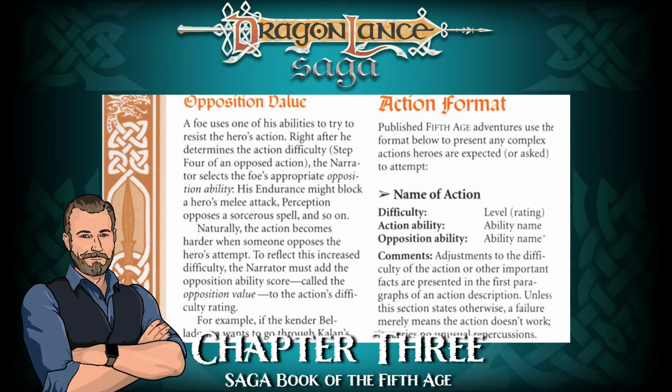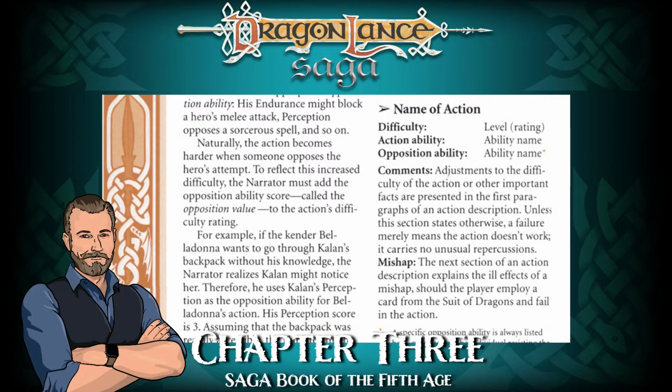Action format. Published 5th Age Adventures use the format below to present any complex actions heroes are expected or asked to attempt. Name of the action, difficulty, the level rating, action ability, the ability name, and opposing ability, ability name. Comments. Adjustments to the difficulty of the action or other important facts are presented in the first paragraph of an action description. Unless this section states otherwise, a failure merely means that the action doesn't work. It carries no unusual repercussions.